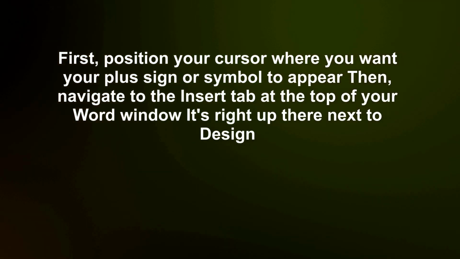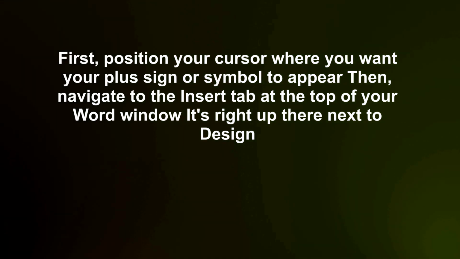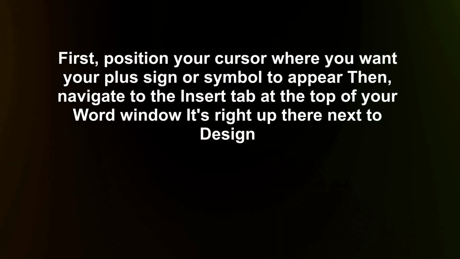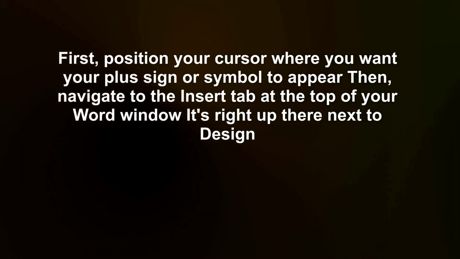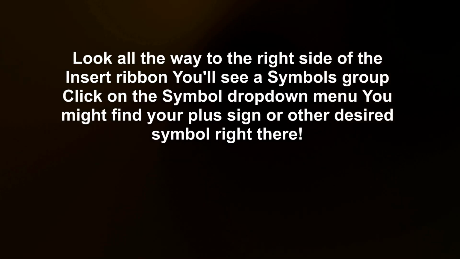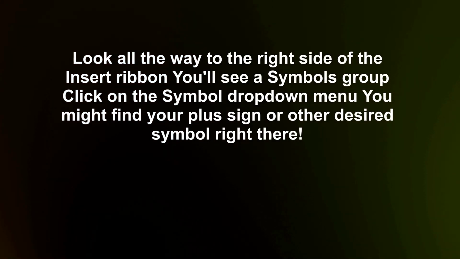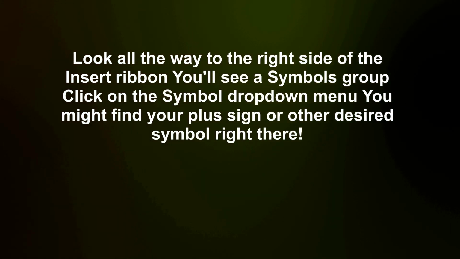First, position your cursor where you want your plus sign or symbol to appear, then navigate to the Insert tab at the top of your Word window. It's right up there next to Design. Look all the way to the right side of the Insert ribbon. You'll see a Symbols group. Click on the Symbol drop-down menu.